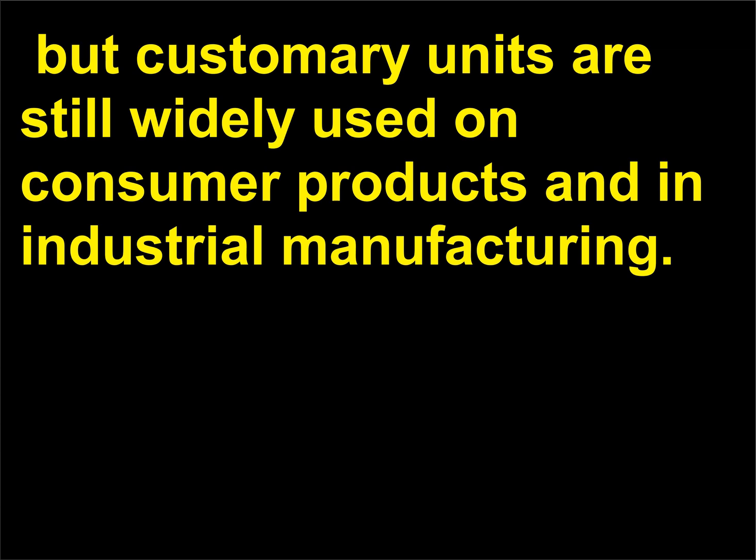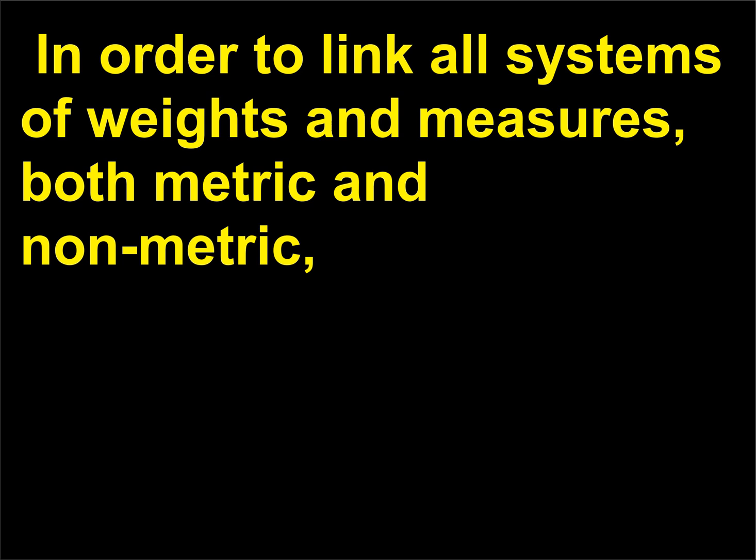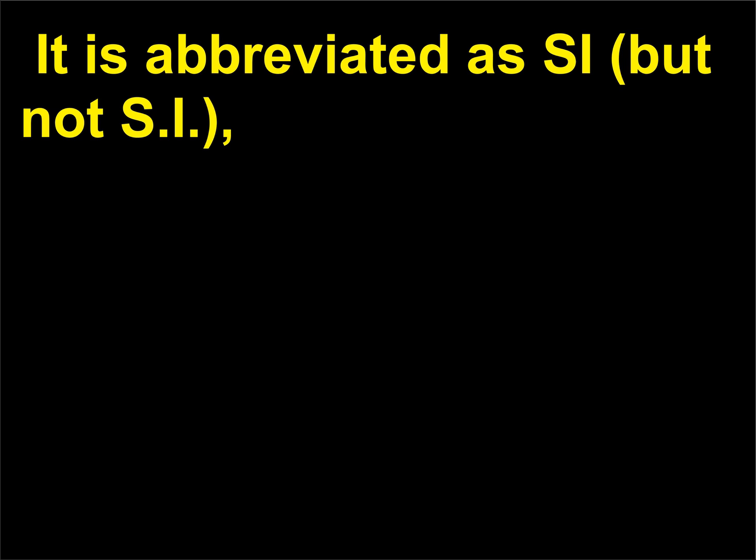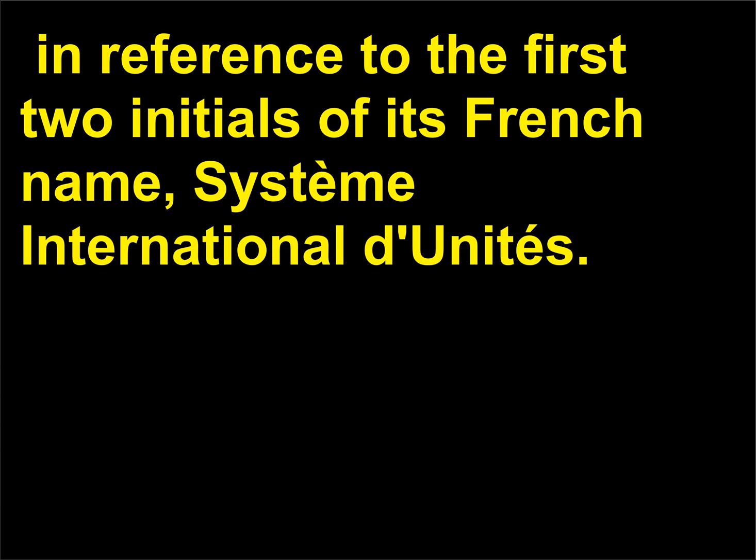In order to link all systems of weights and measures, both metric and non-metric, there is a network of international agreements supporting what is known as the International System of Units. It is abbreviated as SI, but not S.I., in reference to the first two initials of its French name, Système International des Unités.